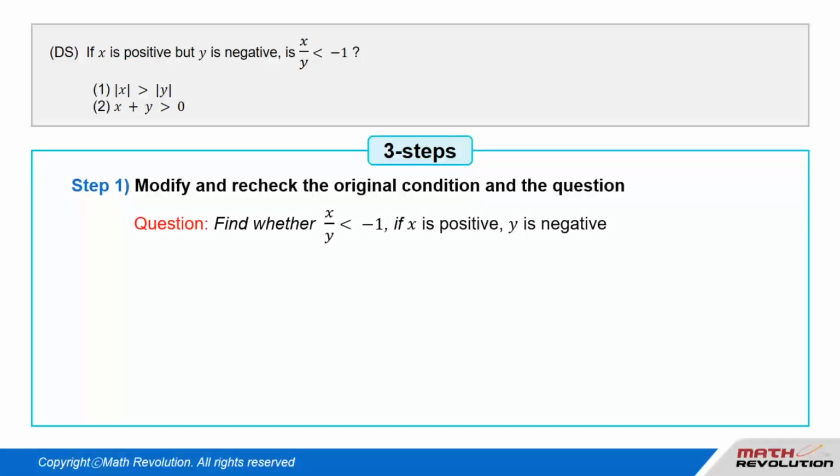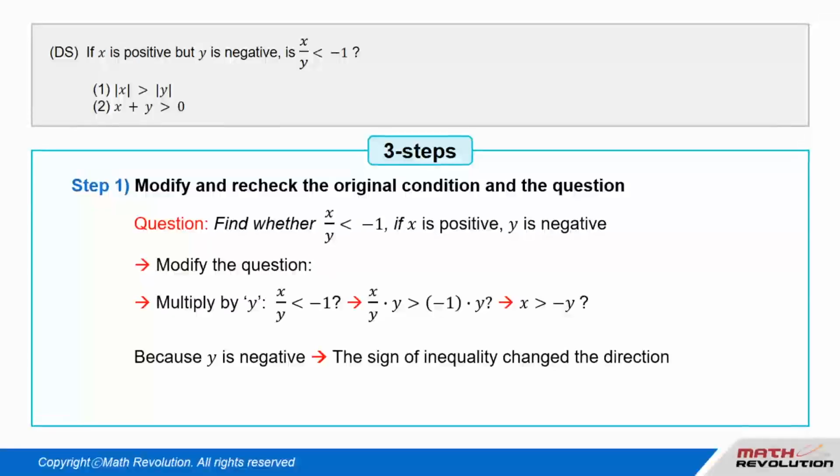Let's follow the first step of the variable approach by modifying and rechecking the original condition and the question. We are given that x is positive but y is negative, and are asked whether x over y is less than negative 1. In this question, modification has to be done first. This is the most important step in the variable approach.